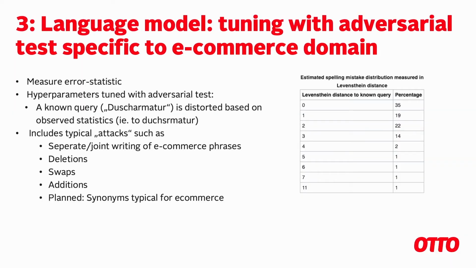We also designed a specific adversarial test to do that by measuring all the error distributions in our pipeline. If you use edit distance, there are light errors and very heavy errors: no errors 35%, 1 distortion of the word or of the sentence 19%, 2 distortions 22%, 3 distortions 14%, and you can go on. Dux-Armatur has, I think, only 2, so that's still understandable, but if there are 11 distortions of the word, it's very, very difficult to understand. And then we used e-commerce specific phrases: separate and joint writing, deletion, swaps, additions, and we also started playing with synonyms for an e-commerce specific test. And that was our development phase.